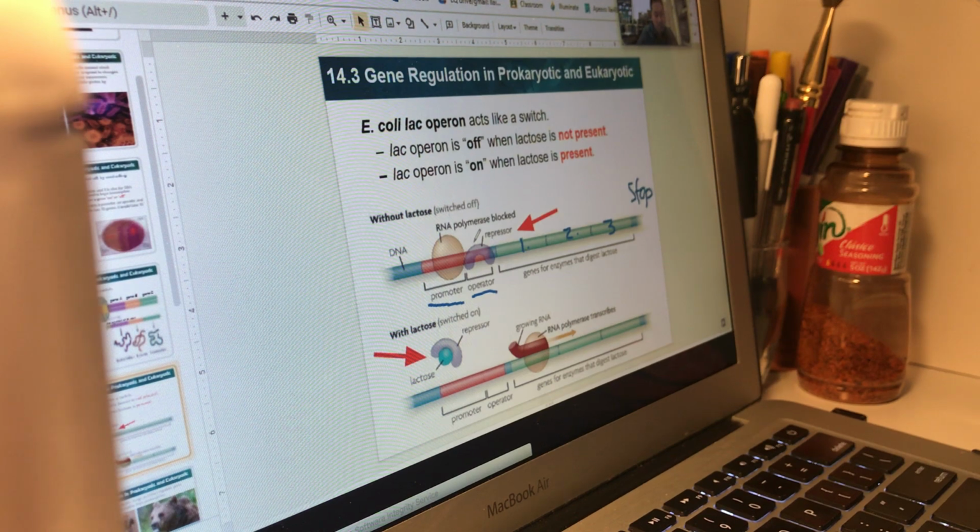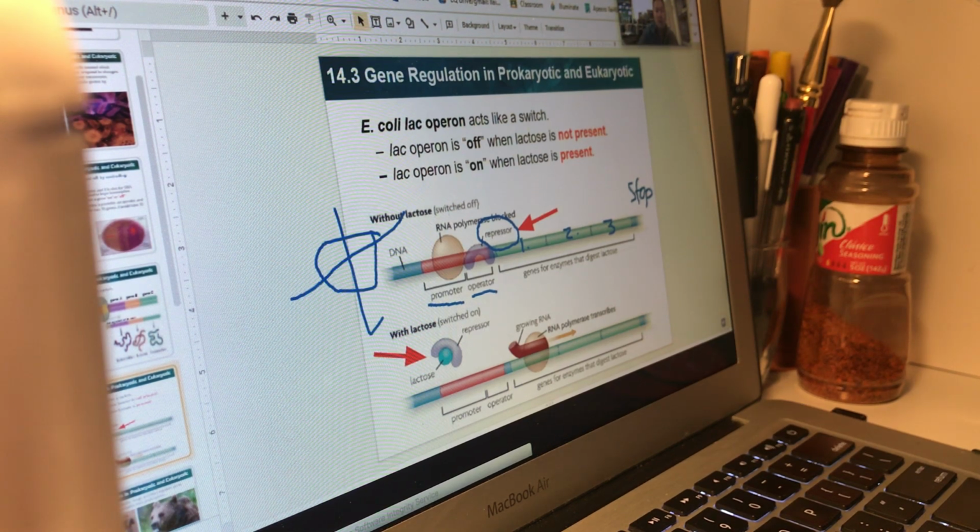So in this example, you don't have lactose. Let's say there's no lactose sugar in the food supply. So you don't need these genes. There's another protein called the repressor. The repressor is an enzyme that binds to the operator. If it binds to the operator, it prevents the enzyme RNA polymerase from carrying out transcription. So nothing is made because the repressor binds to the operator. There is no protein because you don't have lactose.